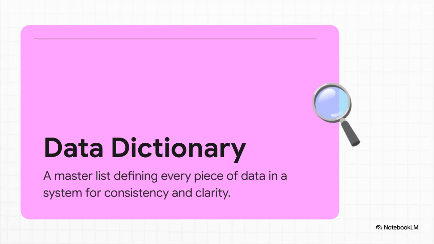Okay, so with all this data and metadata flying around, how do we stop things from getting messy? That's where a data dictionary comes into play. It's basically the one single source of truth, a master list that defines what every single term means, so that customer name means the exact same thing to everyone in the system.